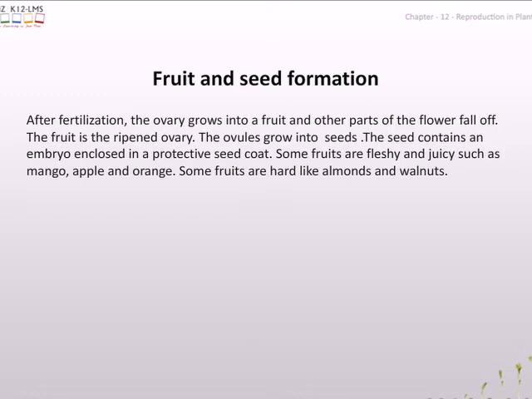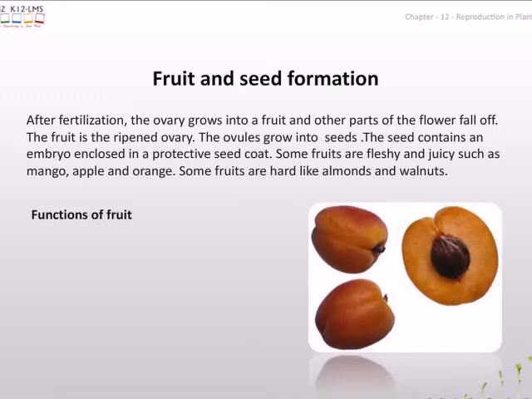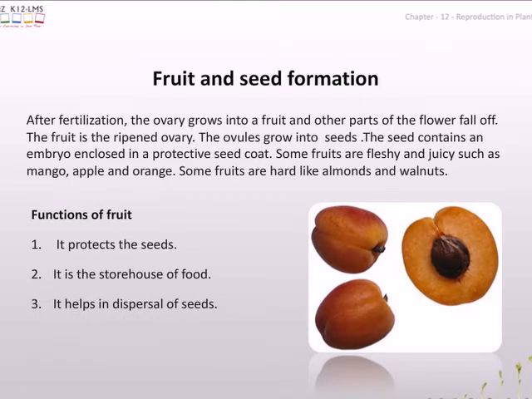Some fruits are fleshy and juicy, such as mango, apple, and orange. Some fruits are hard, like almonds and walnuts. Functions of fruit. It protects the seeds. It is the storehouse of food. It helps in the dispersal of seeds.